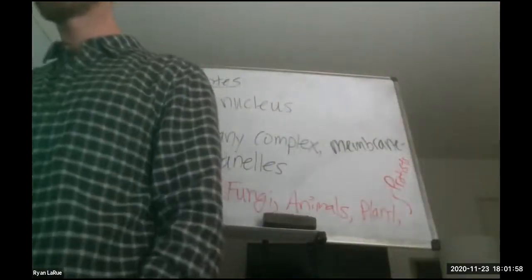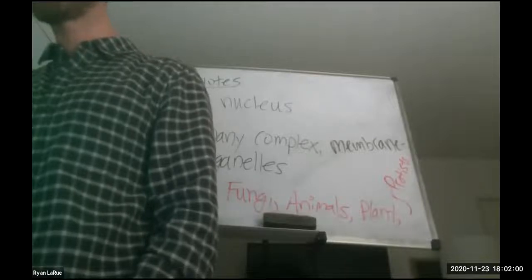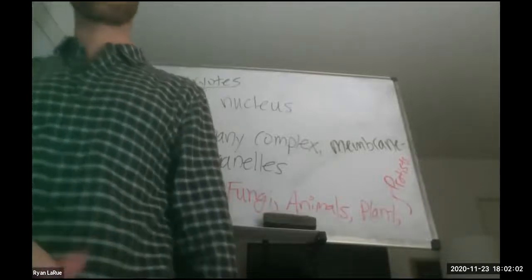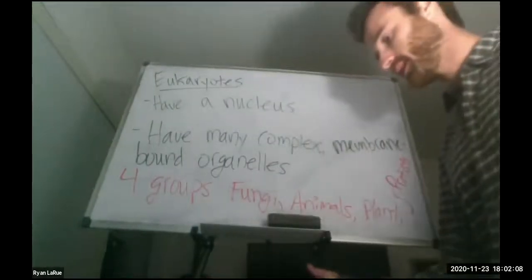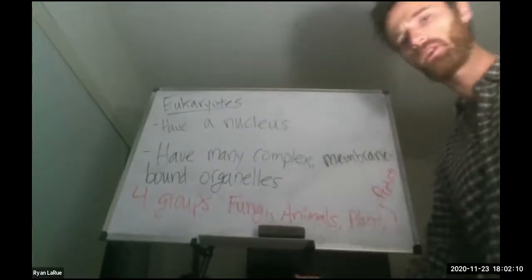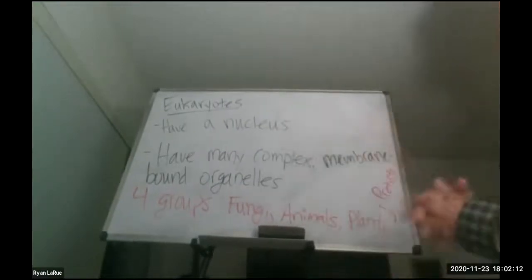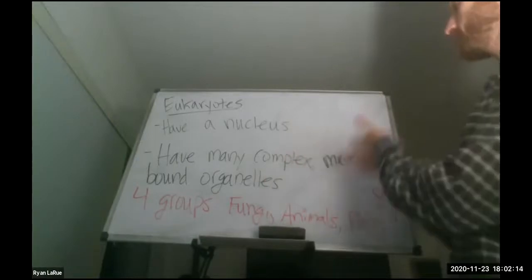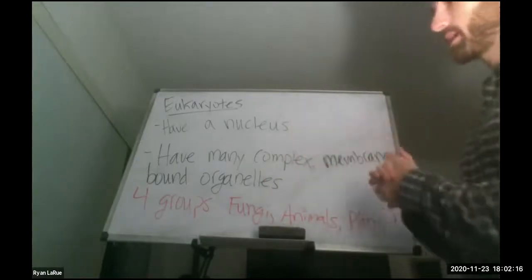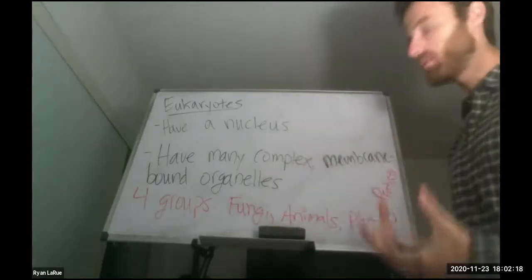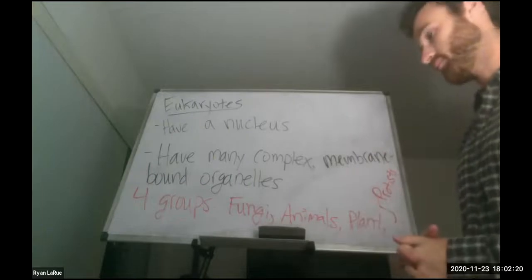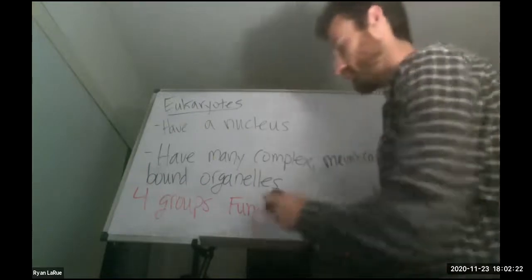Okay, so that's the history lesson. So now let's talk about the origin of the eukaryotic cell. How did the first eukaryote form? How did a cell with a nucleus and membrane-bound organelles form? This is called the endosymbiotic theory. It's pretty amazing. Let's take a look.